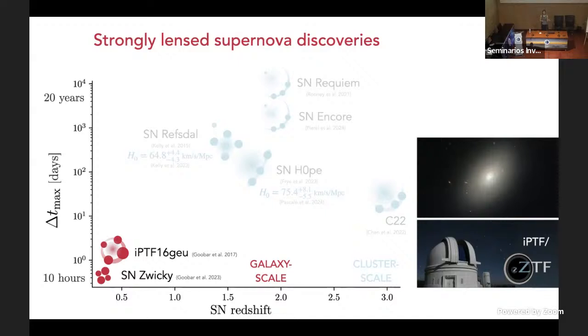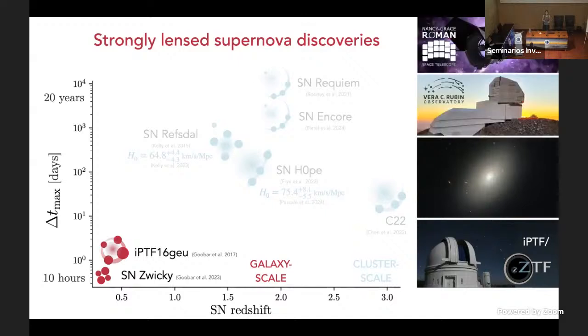And currently we're sort of at the limit of where we can discover lens supernovae. This will change with upcoming telescopes, which will look deeper into the universe. So it's really exciting. We're expecting to find many more with these missions. And this is what I'll talk about at the end of the talk.